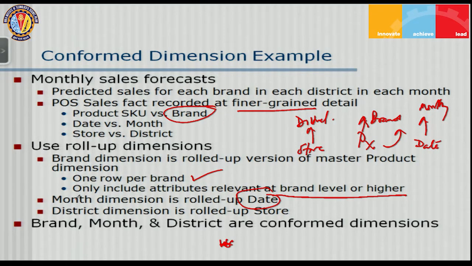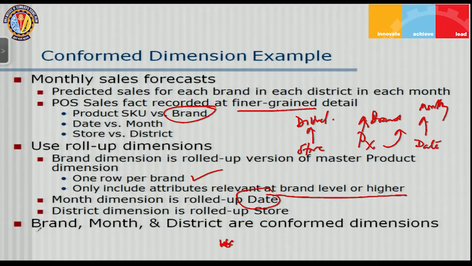attributes apply at the store level, like store manager, right? There are multiple stores in a district, so store manager, store address, and store location, where address and location are the same, right? All these things would not apply at the district level, so I remove these attributes.